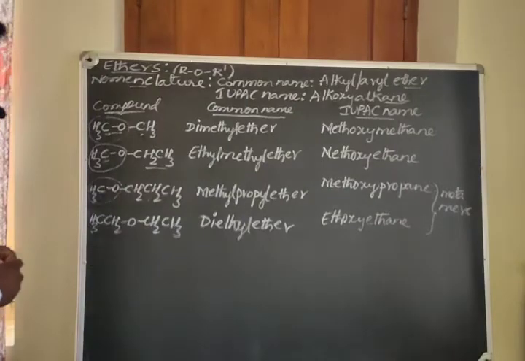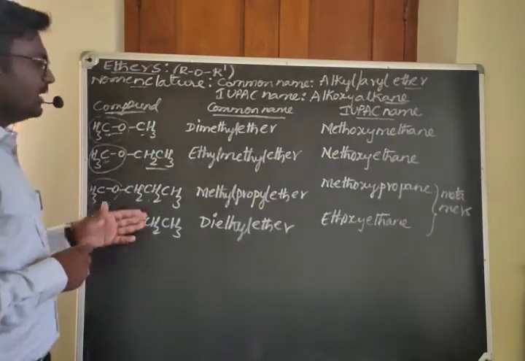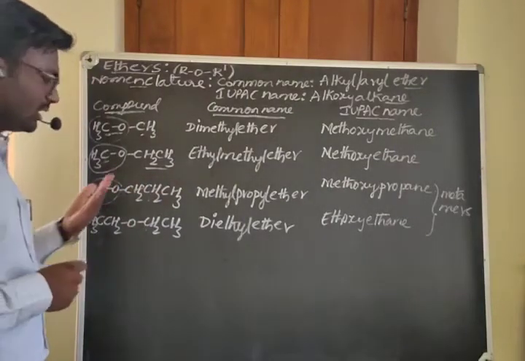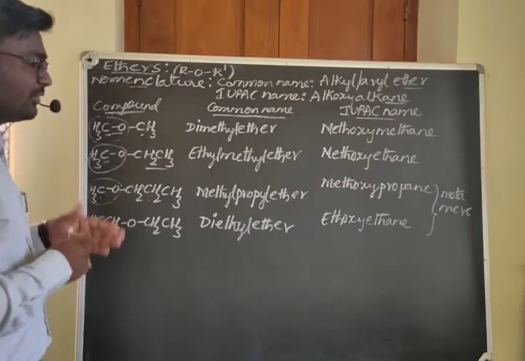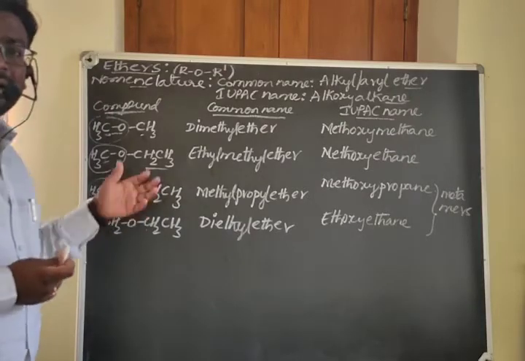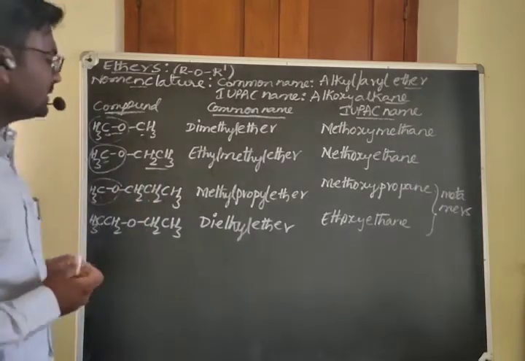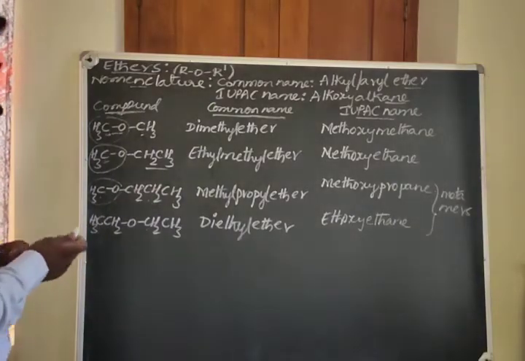And if you go on writing the common names and IUPAC names for the homologous series, it will be easy and you will find more isomers. Yes, let us go for other groups.